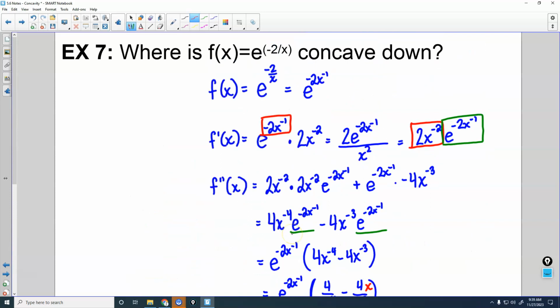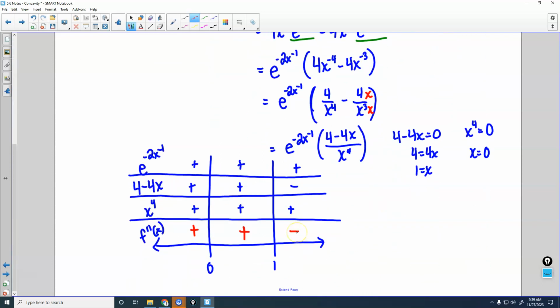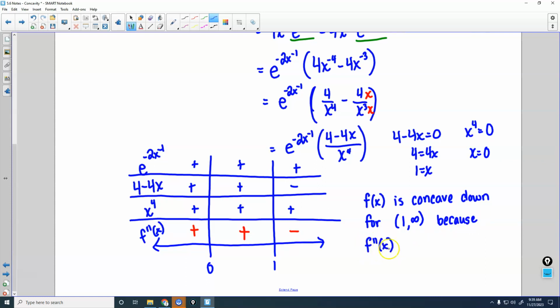And what did this one ask us for? Concave down. So your conclusion would be f of x is concave down for 1 to infinity, because f double prime of x is less than 0 on that interval.